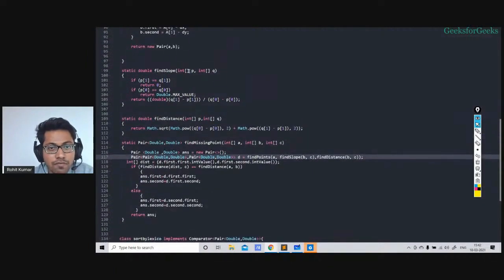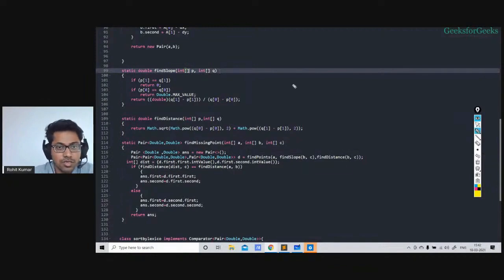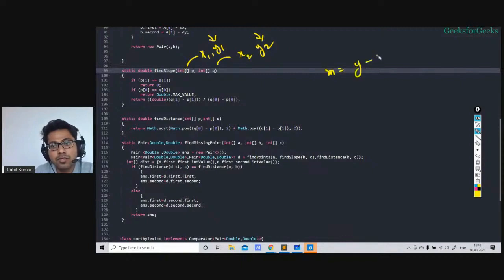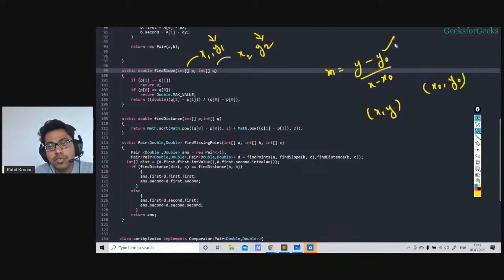So find slope, you have 2 points. Let's take this point p as x1 y1. Let's take this point q as x2 y2. Now if you have this x1 y1 x2 y2, if your p1 equals q1, which means if y1 equals y2, then if you remember the formula of slope, if you have 2 points, x comma y and x naught comma y naught, my slope becomes y minus y naught by x minus x naught. Now, if your y1 and y2 are same, can I say that this will come out to be 0 and as a whole your slope is 0?